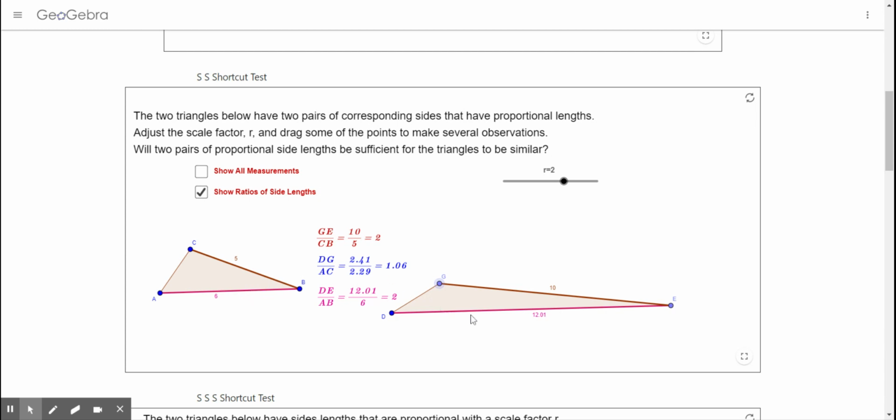It is not similar. Not only is it longer on the bottom and the right side, but it is not similar at all. This is a much more obtuse angle here, a much larger angle. We can click on show all measurements. This is a little bit obtuse. This is a way bigger angle here, whereas the angle down here in the lower left is smaller on the right side. So I showed that the SS shortcut test is not enough information to prove that two triangles are similar.